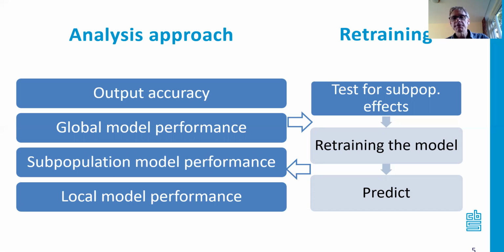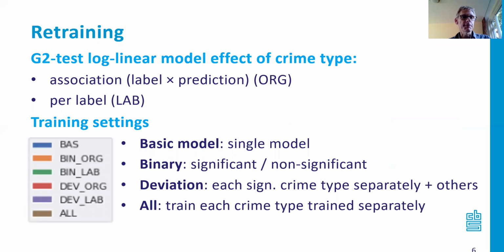The retraining, what we did, we run a test on significance of subpopulation effects. I'll explain it in a minute. And based on the results of this test, we retrained the model, we made new predictions, and the results of those retraining were analyzed. Then we go to the retraining. We used the G-square test for a log linear model. And we were interested whether the association between the true labels and the predicted labels were affected by crime type or not.